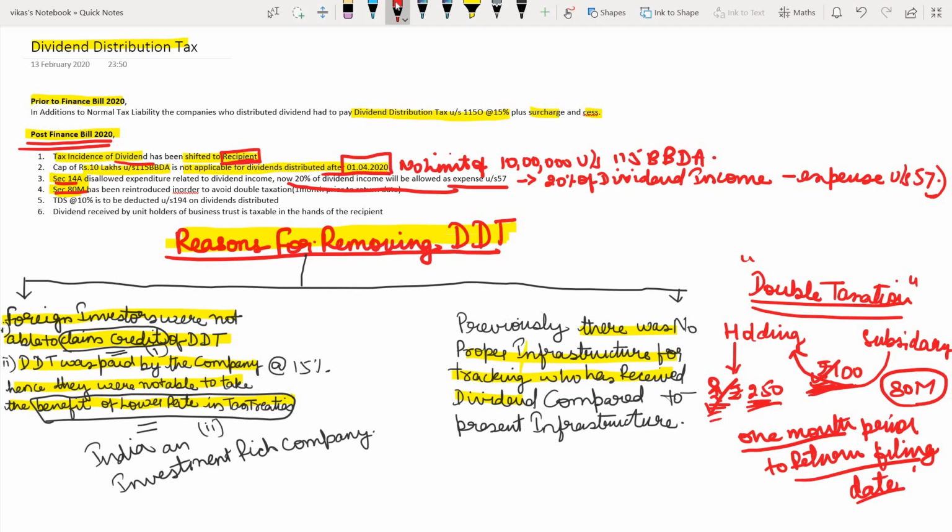Suppose the holding company distributes to the shareholder, instead of 250, only rupees 80, then in that case the deduction to the holding company will be limited to the amount which is distributed to the shareholder 1 month prior to the return filing date. That means in this case it will be 80 rupees. Okay, so this is the concept of 80M.